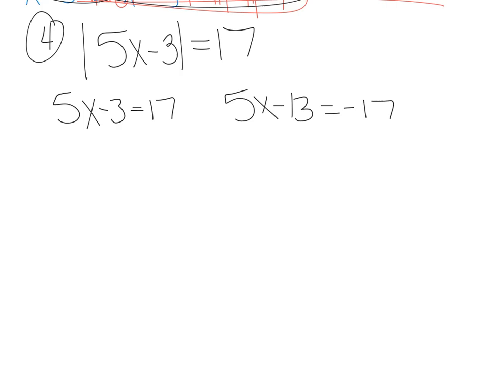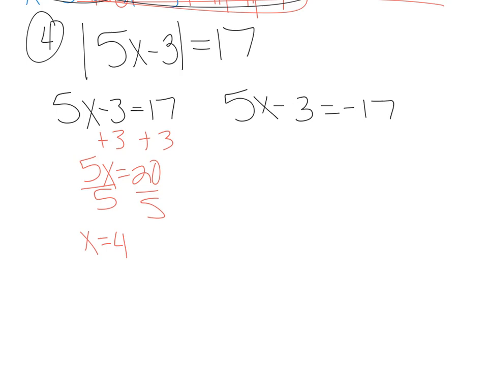Now these are just two-step equations. If I look at this first equation, what would you have to get rid of first? The 3. How would you get rid of the 3? Add 3 to both sides. So 5x equals 20. Divide both sides by 5. So x equals 4.